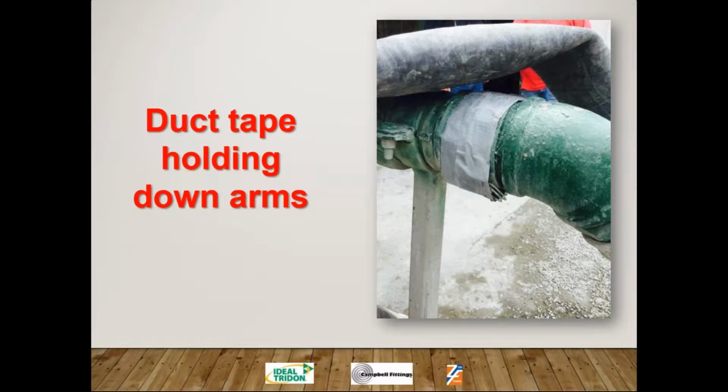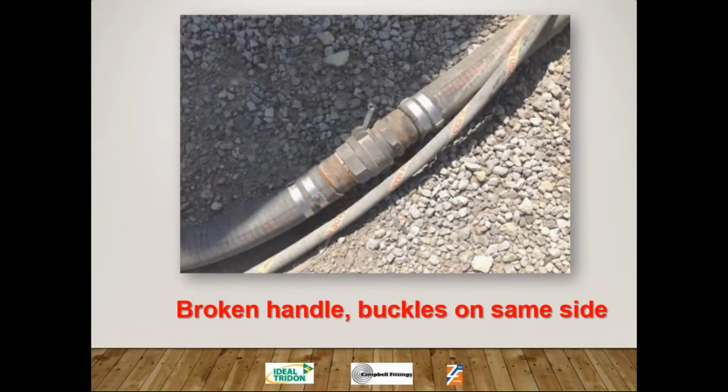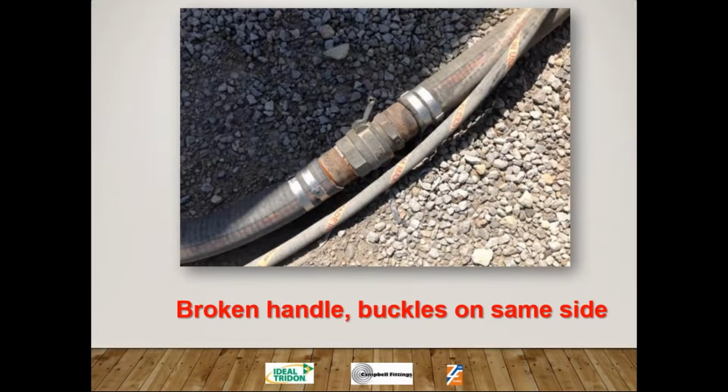So when they talk about field repair and how important it is not to have downtime and this and that, this is something to show them that, all right, well, you have duct tape on this. How critical is it? Here we have another one with buckles not offset, and a broken handle.